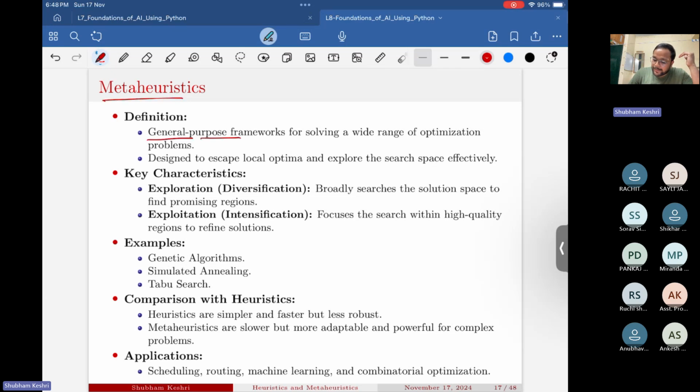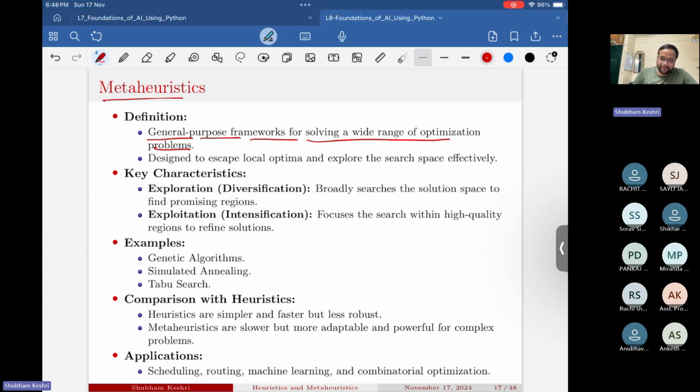So what are meta heuristics? It is a general purpose framework for solving a wide range of optimization problems. You can solve almost, I'll not say all, but almost all problems using meta heuristics, provided it has that structure, and it will give you good enough solutions to work with. It will not provide you a guarantee of optimality, but it will provide you a good enough solution to go ahead.